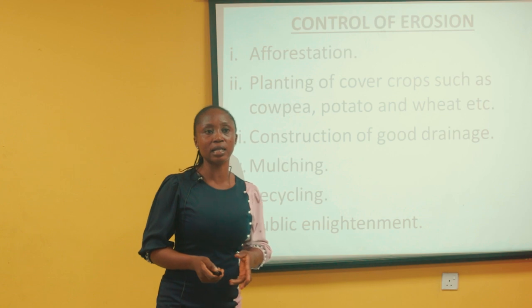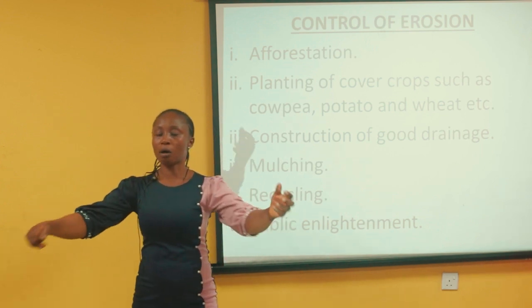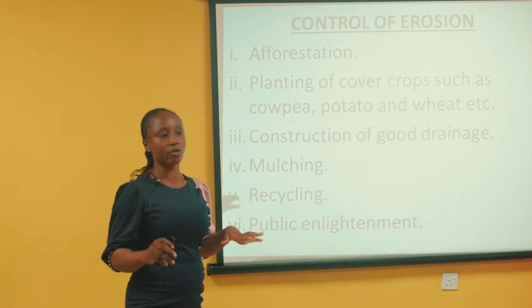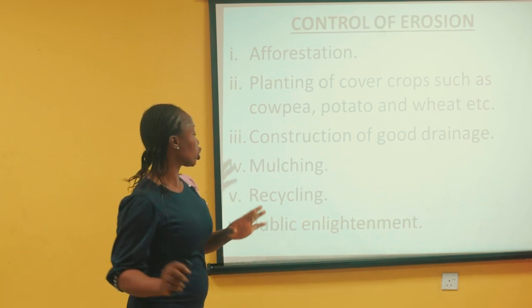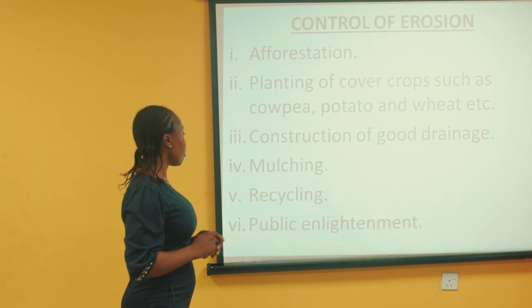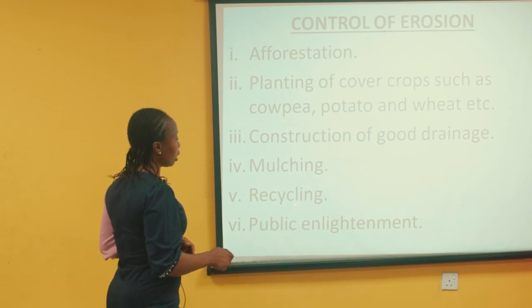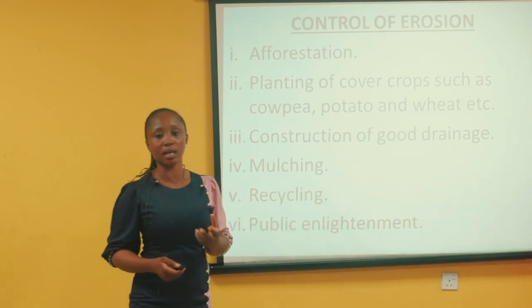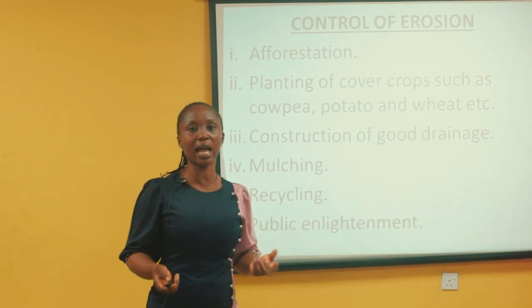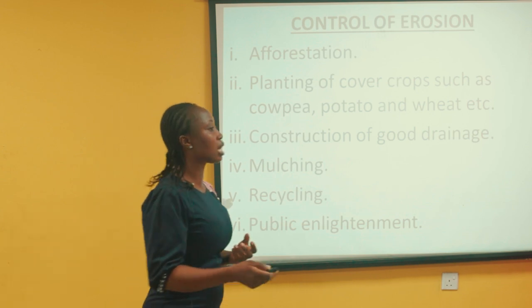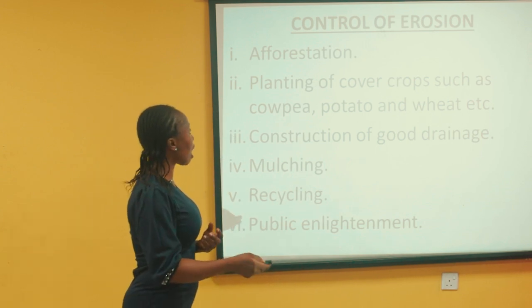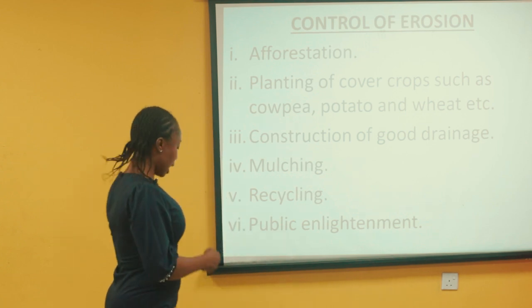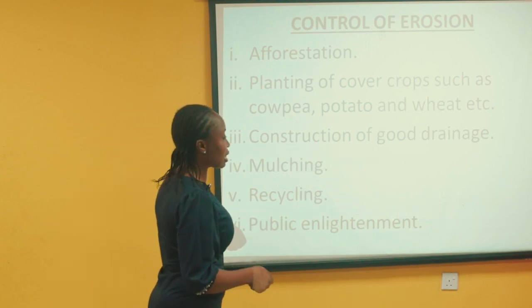Mulching. In our farmland, we can use our plants to cover our crops so that when it rains, water will not be able to wash away the soil in the farmland. The next is recycling. We should recycle the waste around us, like the plastics, the cans, the metals. We can recycle them and use them in production of other things instead of allowing them to litter our environment, thereby causing erosion. Lastly, we have public enlightenment.